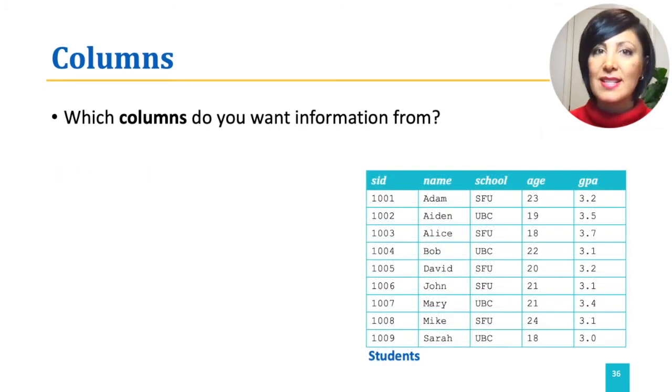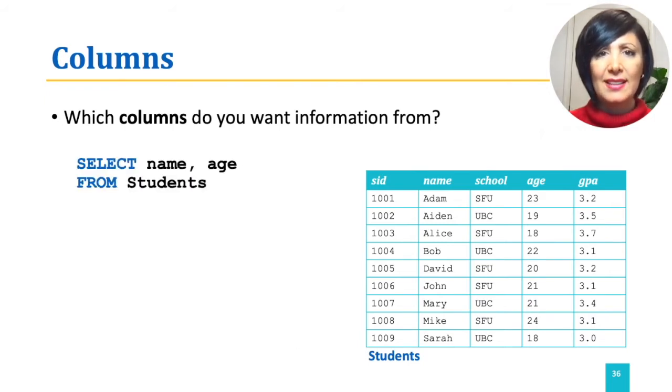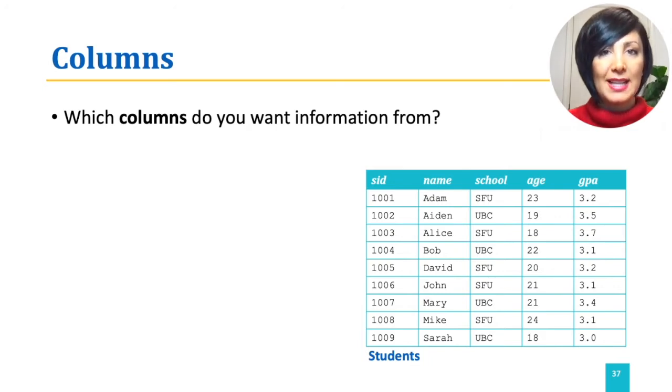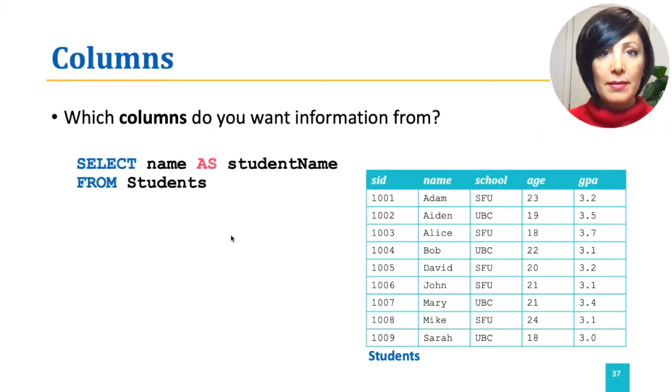Which columns does the query select name and age from students select? As stated in the select clause, this query will return the name and age columns. We can also use an as expression and change the name of a column selected. For example, we can select name column as student name from the table of students, and the student name will be the new name for this column in the output of the query.